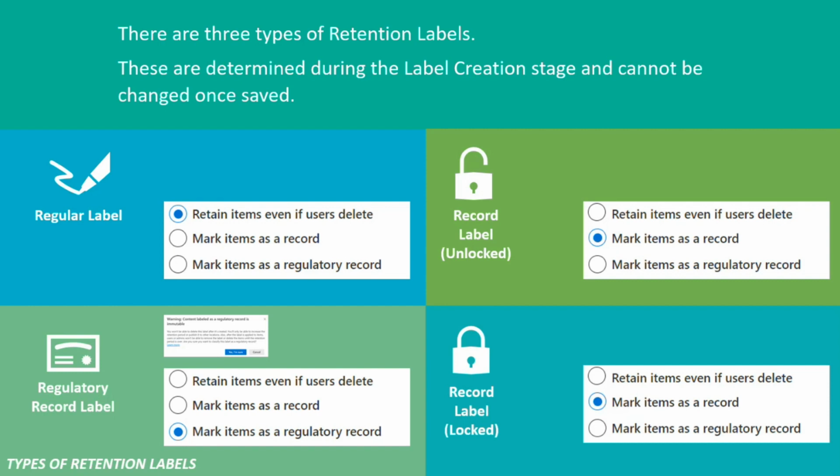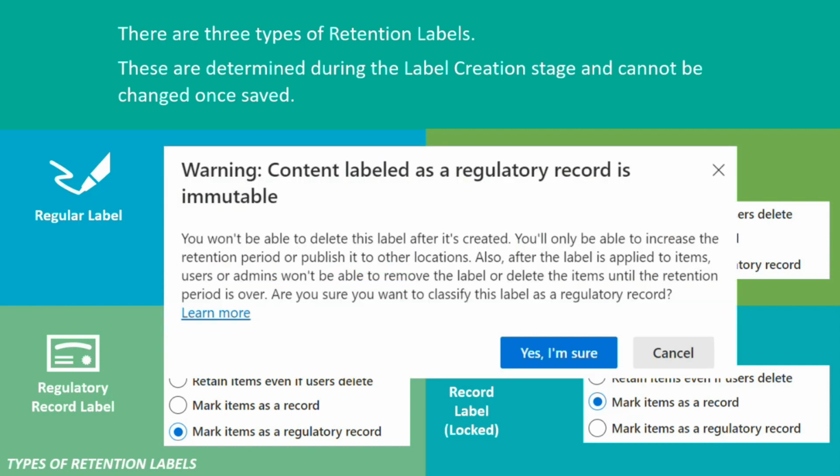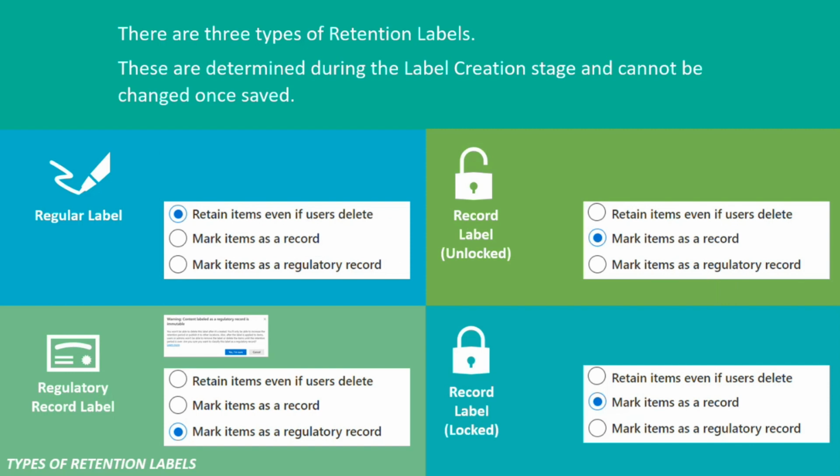Previously, we reviewed the different actions or paths a retention label can take. Now we're going to look at the configuration of the label itself and how it impacts the content that's getting marked with these labels. So the regular label will retain items even if a user deletes it. And then you can go a step further, and we have record labels. Within SharePoint Online, when a record label is applied to a file, you're going to see a little record symbol appear beside the file's name.